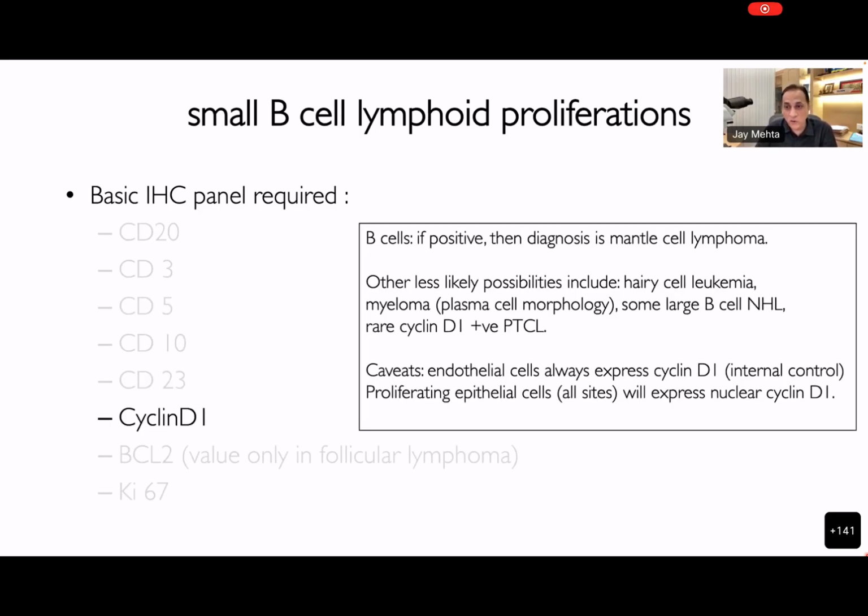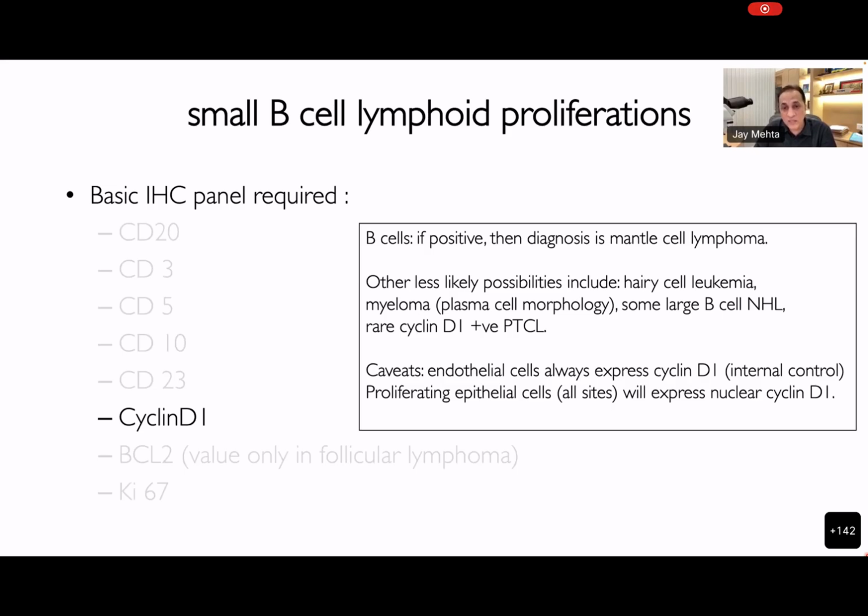Cyclin D1 is diagnostic for mantle cell lymphoma, but other B cell diseases can also express cyclin D1, notably hairy cell leukemia in the marrow. Myelomas which have the 11;14 translocation will show cyclin D1 positivity. Sometimes high-grade large B-cell lymphomas will also show cyclin D1, but they will never be SOX11 positive. Rarely, you can have a cyclin D1 positive peripheral T-cell lymphoma.